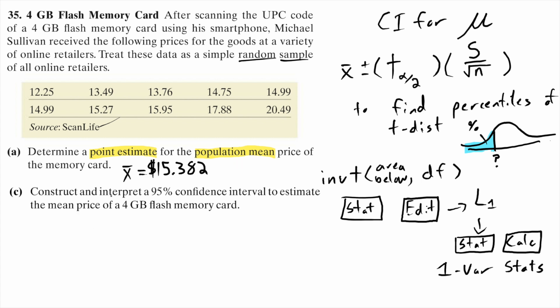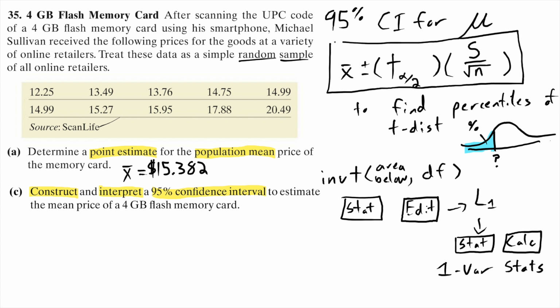So done. Feeling good. Part C, which says 2 things. To construct and interpret what? A 95% confidence interval. And then it says to estimate the mean price of a 4 gigabyte flash memory card. It wants a 95% confidence interval for the population mean. We're certainly going to have to use this formula. So we need to find everything that's in that formula. Well, fortunately, I've already got x bar. That's going to be the middle.